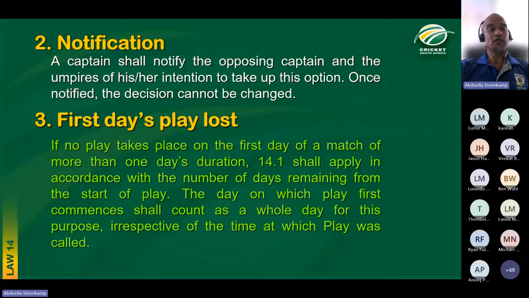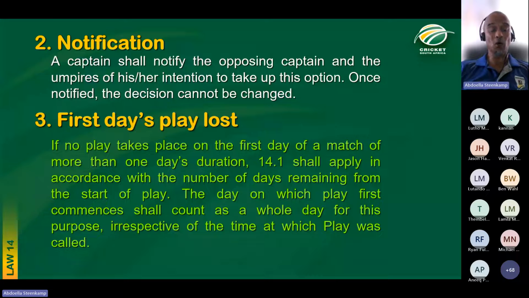Point number 3 refers to if the first day of play is lost. So what happens if it rains the whole of the first day? If I can use our test match as an example, the emphasis here is on the whole first day's play being lost. So if no play took place on the first day of our test match, and only on day number 2 the first ball gets bowled, then our test match only starts on day number 2, so there are now 4 days remaining.